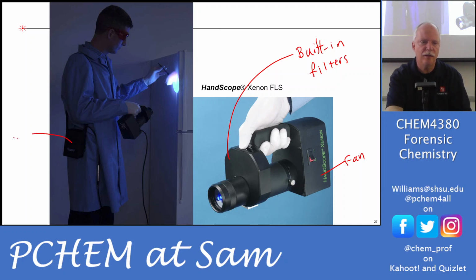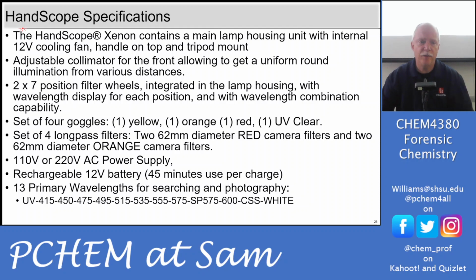So this is the power supply. Quite a bit more bulky than one of the LED crime lights. But here's some of its specifications. Here's the different goggles, and here's the 4 long pass filters. You got a 62 millimeter diameter red and a couple of different orange camera filters that come with it. You've got 7 filters inside this filter wheel, so that's pretty nice. You can plug it in, or you can have a battery pack, etc.